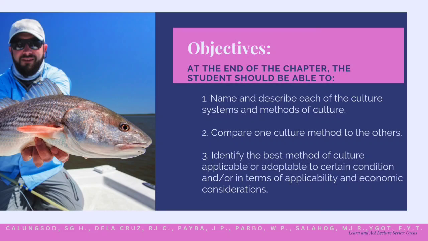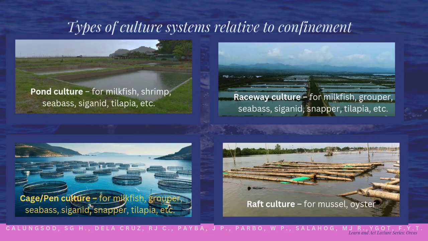So there are four primary culture systems commonly used in aquaculture. We have the pond culture, raceway culture, cage or pen culture, and raft culture. Each has its unique characteristics and they are suited to different species and environments.